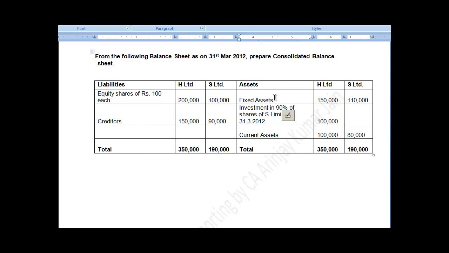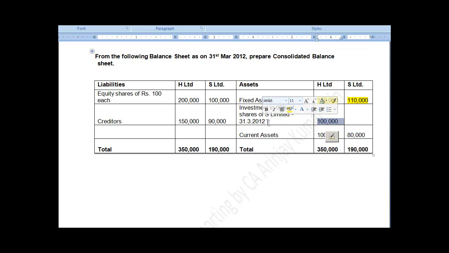The other thing that one needs to keep in mind is that start the habit of ticking off the relevant items from the beginning itself. Because I'm using a Word document, I can't tick this off, so I'm just highlighting them in different colors to ensure that I mark them as having been considered. Okay? The next item is investments.